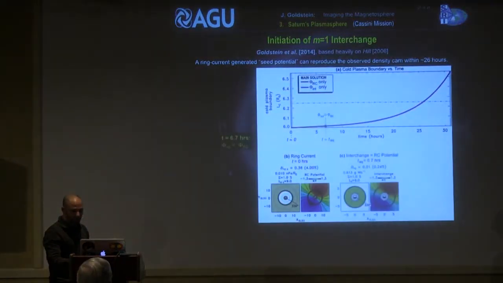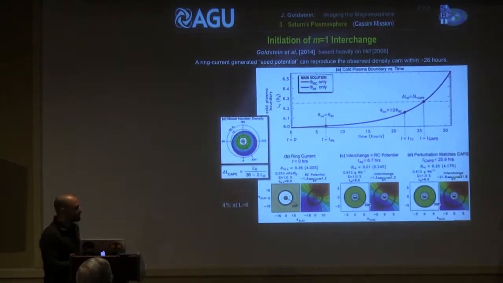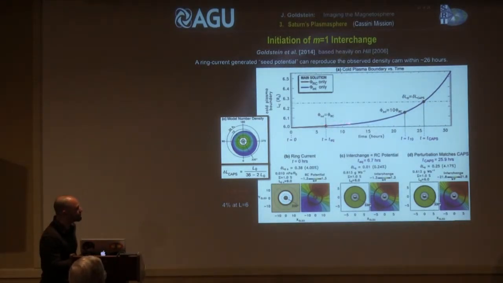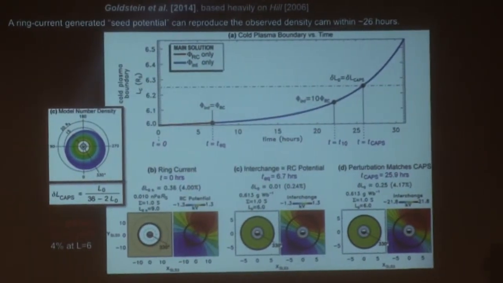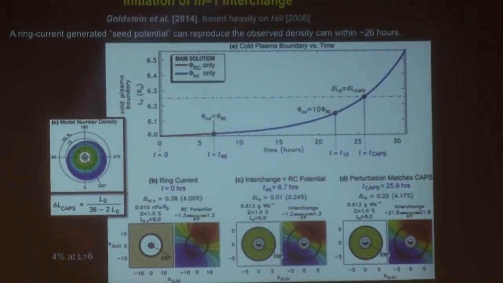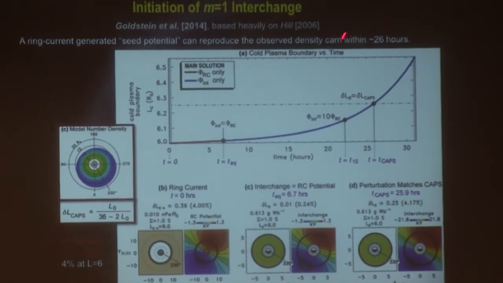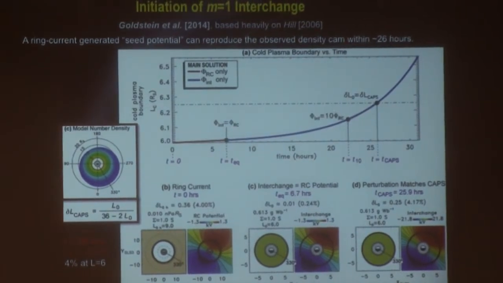So in this simple model, which I will scroll through very quickly, you start with a circular cold density, and you initiate a very, very simplified asymmetric ring current, which gives you a two-cell convection pattern. It drags the plasma out, and once that gets started, you turn off the ring current. It doesn't matter anymore. It's 10 times weaker than the interchange potential, which then can produce the observed degree of asymmetry that you see in those CAPS observations in 26 hours or so. So I think it's a plausible mechanism.